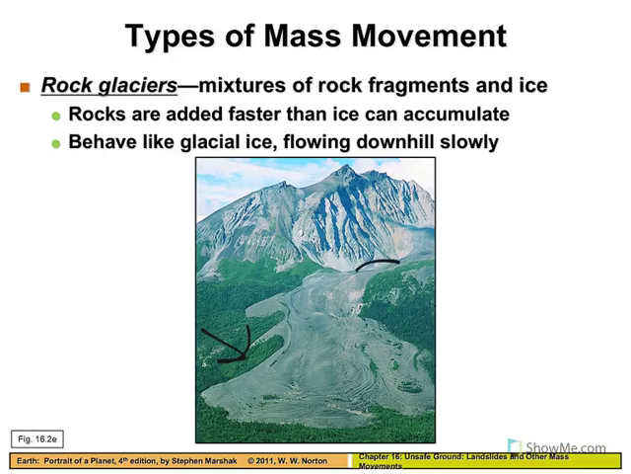What's pulling this glacier downhill is gravity, so we have this very slow movement of ice and rock that's moving. And of course over time what will eventually happen is that glacier will melt, and all of that material will drop out of the glacier.